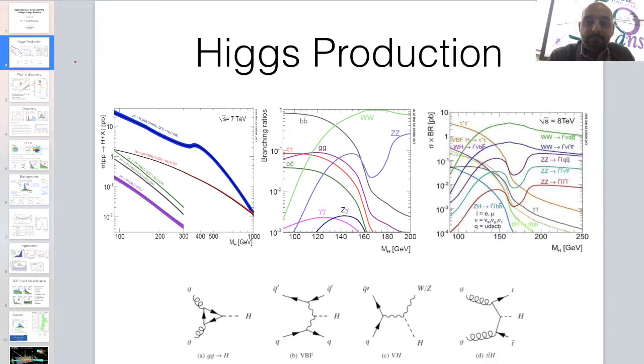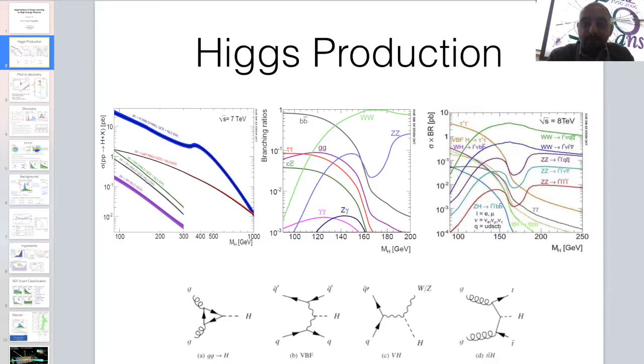Okay. Now, once you've made the Higgs, it has to decay, and the Higgs decay modes also depend on the mass. For example, if you are above twice the mass of the top, then the Higgs could in principle decay to the top. But if you're below that, they can't decay to the top.